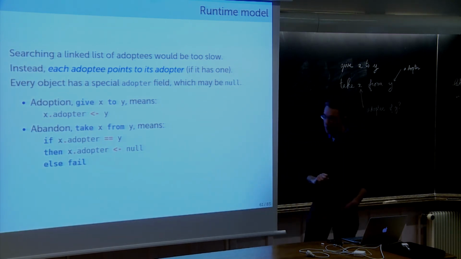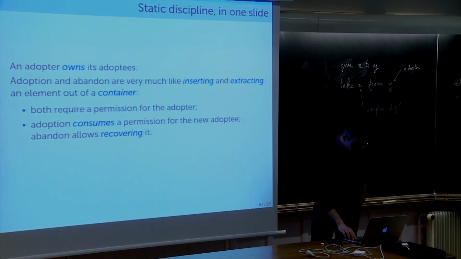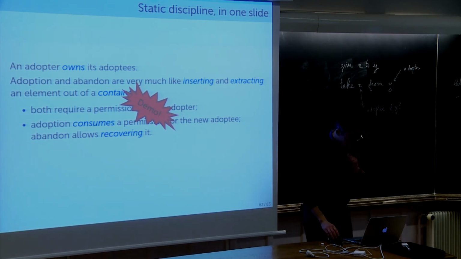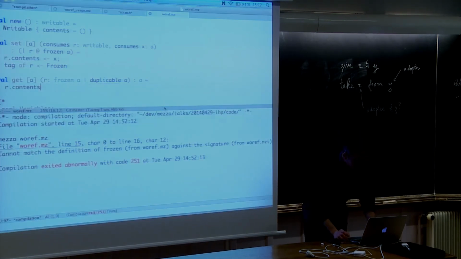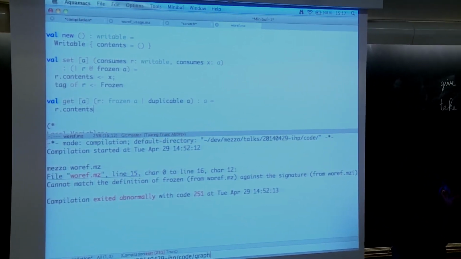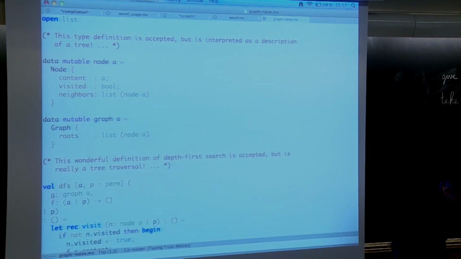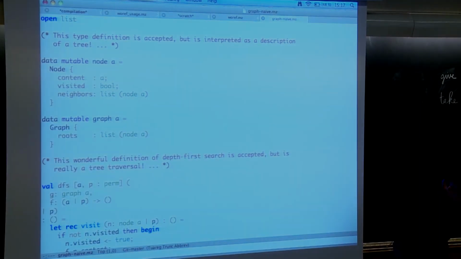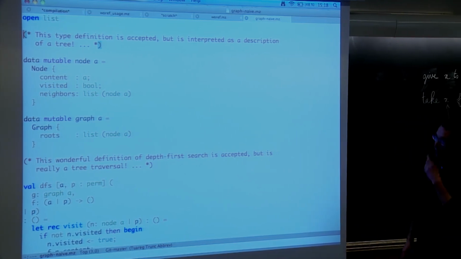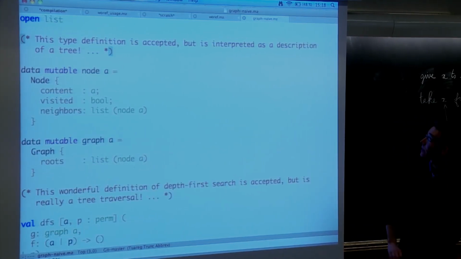And I guess now my plan was to switch to a demo to explain in further detail how this works. I hope you're not too tired yet. What I have here is a naive version of a graph implementation, which I'm planning to fix using adoption and abandon. Is this large enough? Yes?